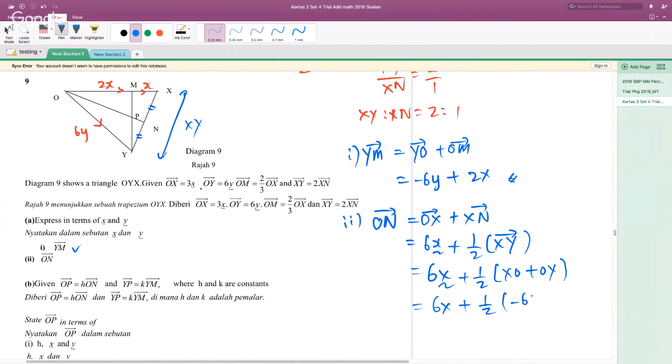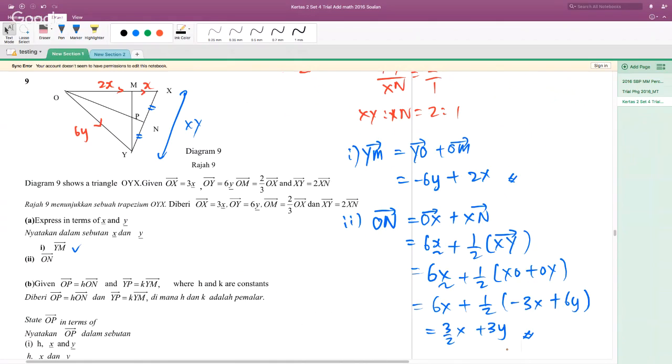This is negative 6x, plus OX is 3x, sorry, negative 3x plus 6y. So this one multiply half of it, you get negative 3 over 2x, multiply half plus 3y. Okay, I hope I don't make any mistake here.